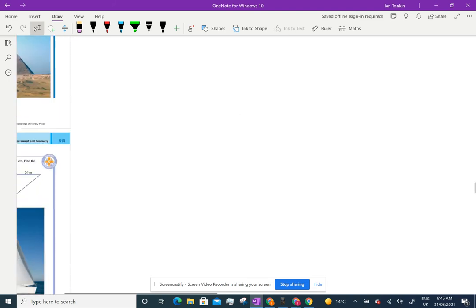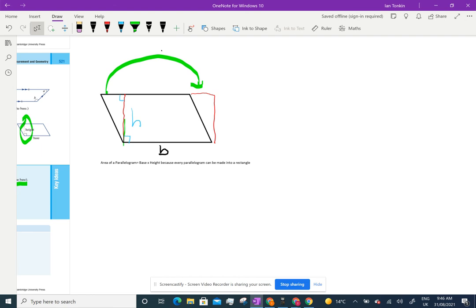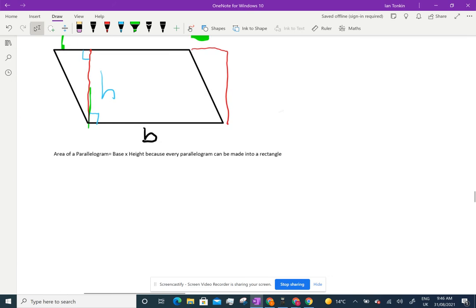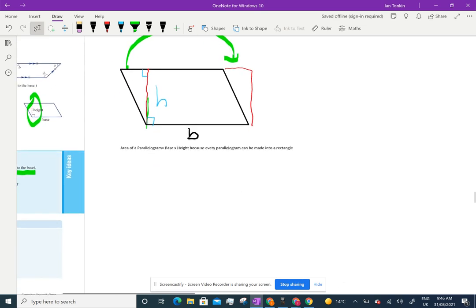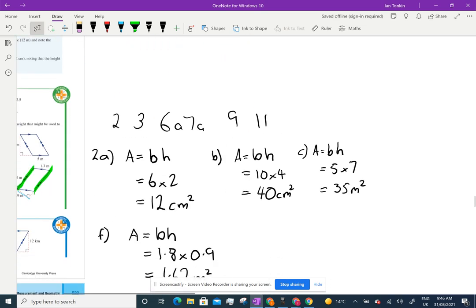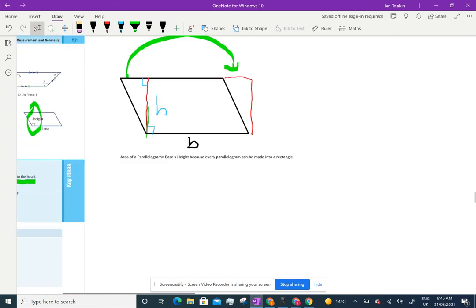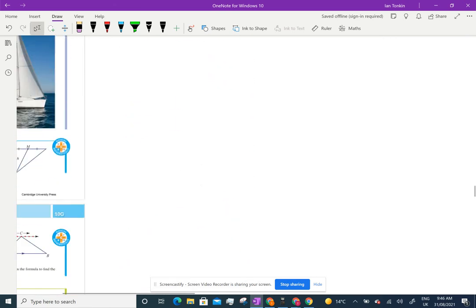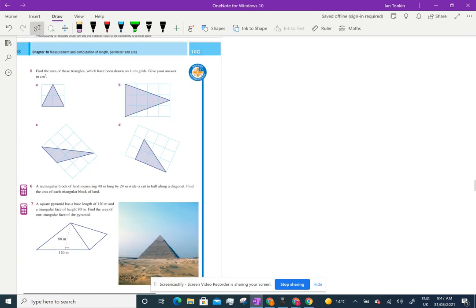And here's the work we did on parallelograms. Because we cut that bit off, move it over, and every parallelogram can be made into a rectangle. Now, we just then have to use base times height. And you might be thinking why we skipped 10g. Well, here's the reason.